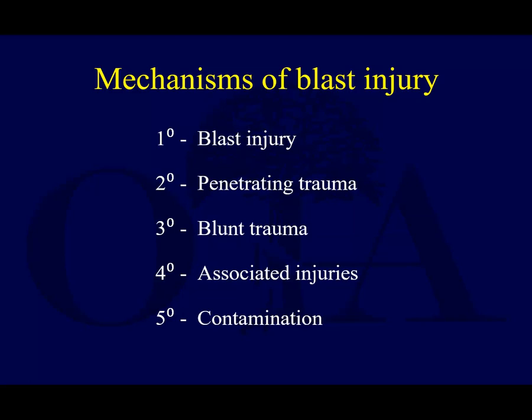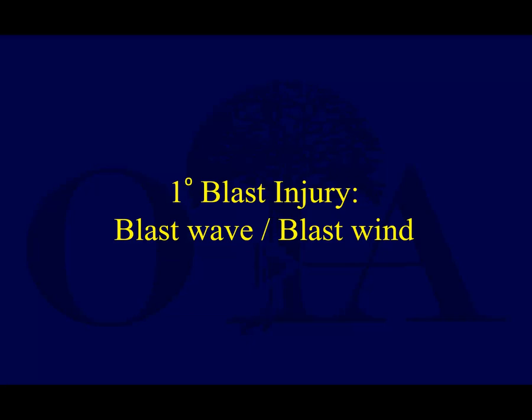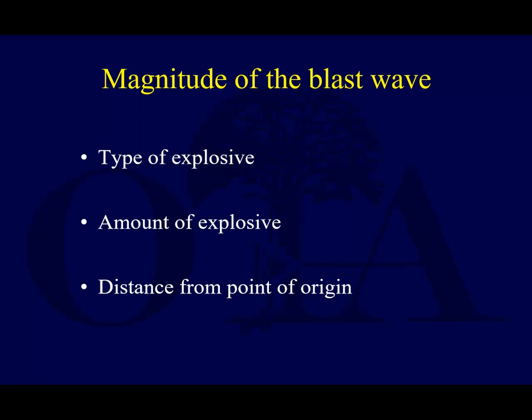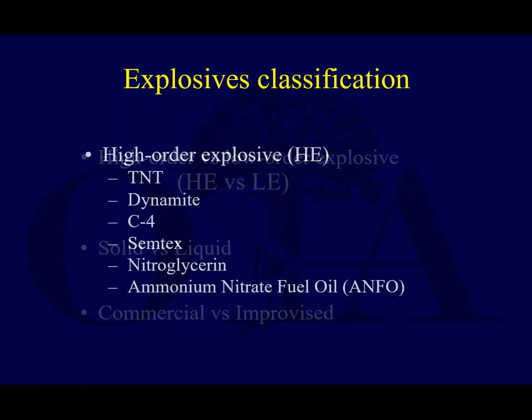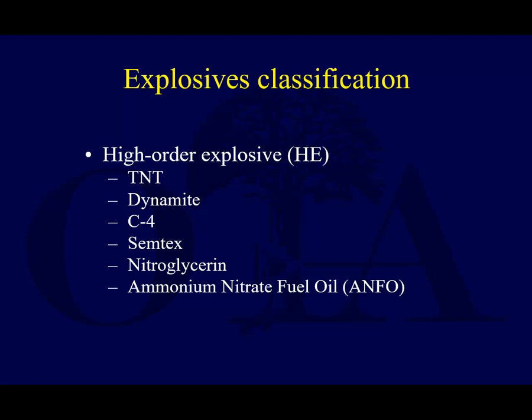So primary or first degree blast injury, you have this blast wave and blast winds. The magnitude of the blast wave is dependent on the type of explosive, the amount of explosive, the distance from the point of origin, and there are two types of explosives in order of energy involved, high order versus low order explosives, but there's also solid versus liquids, commercial versus improvised. And high order explosives include these examples: TNT, nitroglycerin, C4, ammonium nitrate.